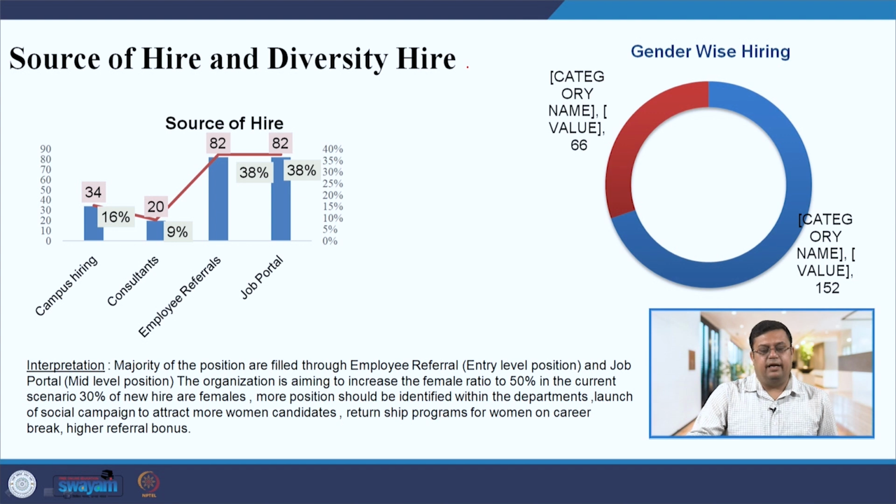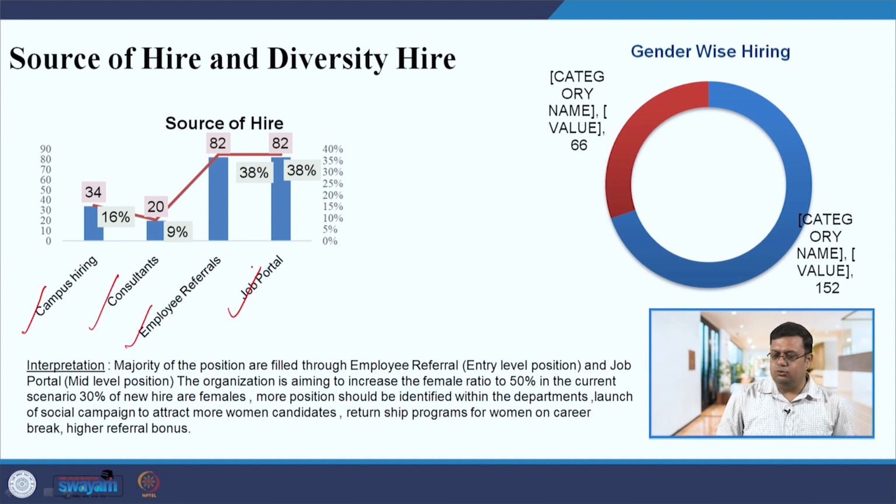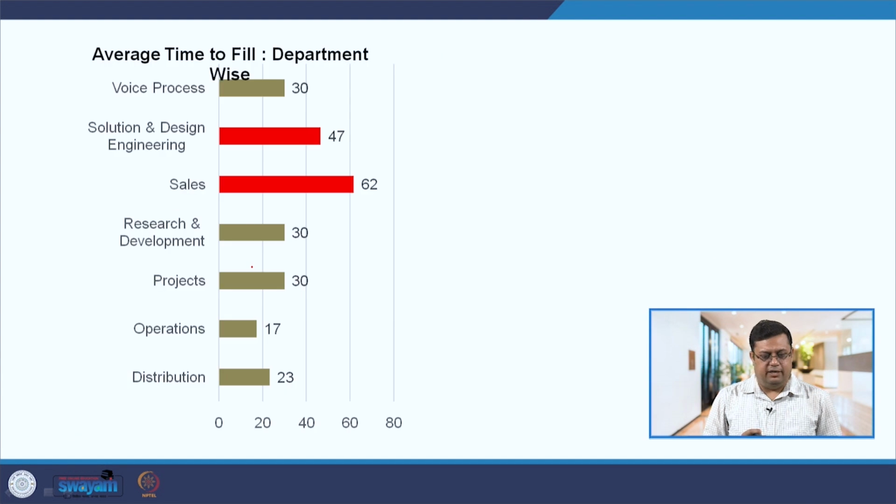Sources of hire and diversity of hire, right. So from which sources, you can see here campus hiring, consultant, referral, job portal. This is another way of representing the various sources of hire and diversity of hire. How many males, how many females, how many city wise. If you remember, in the diversity discussion I had discussed two types of diversity, deep diversity and surface diversity. Here you can see surface diversity data is there, right.